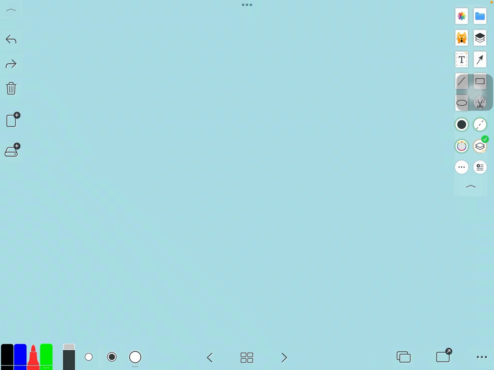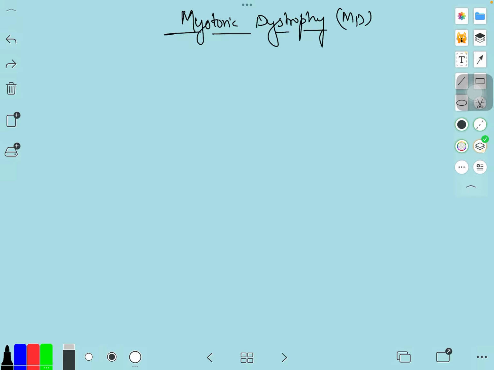Okay, time to talk about another type of disease, myotonic dystrophy. Now, this is usually abbreviated as MD or DM. DM will again be of two different types, type 1 and type 2.